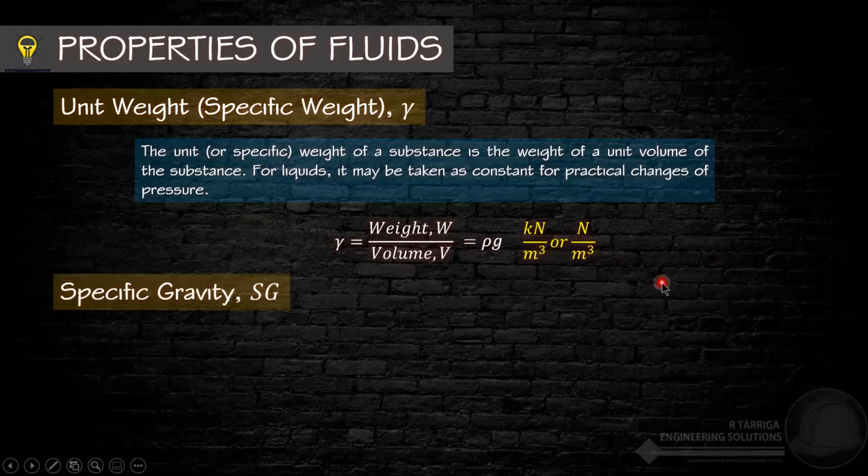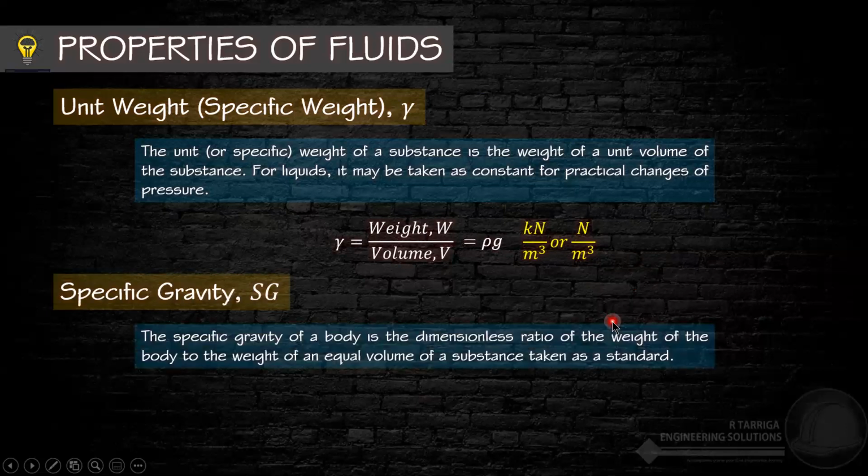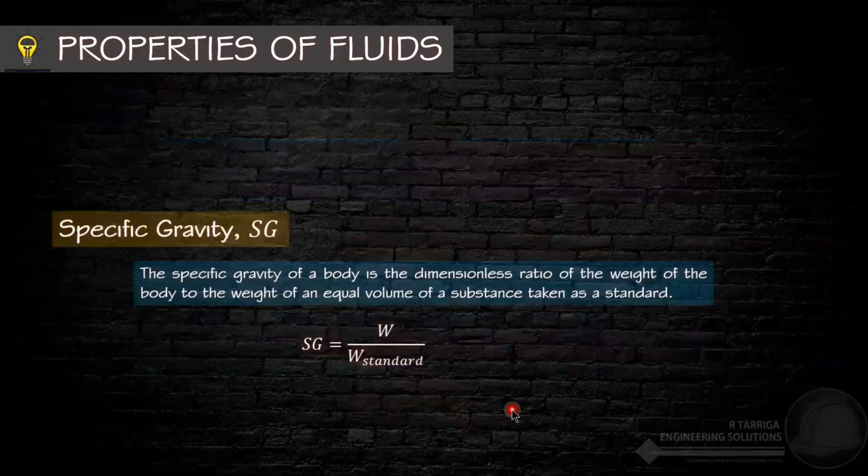Next would be the specific gravity. The specific gravity of a body is the dimensionless ratio of the weight of the body to the weight of an equal volume of a substance taken as a standard. So based on the definition, mathematically expressed, specific gravity is the weight over the weight standard. Okay, but I know this is not familiar to you. Ganito kasi yan.